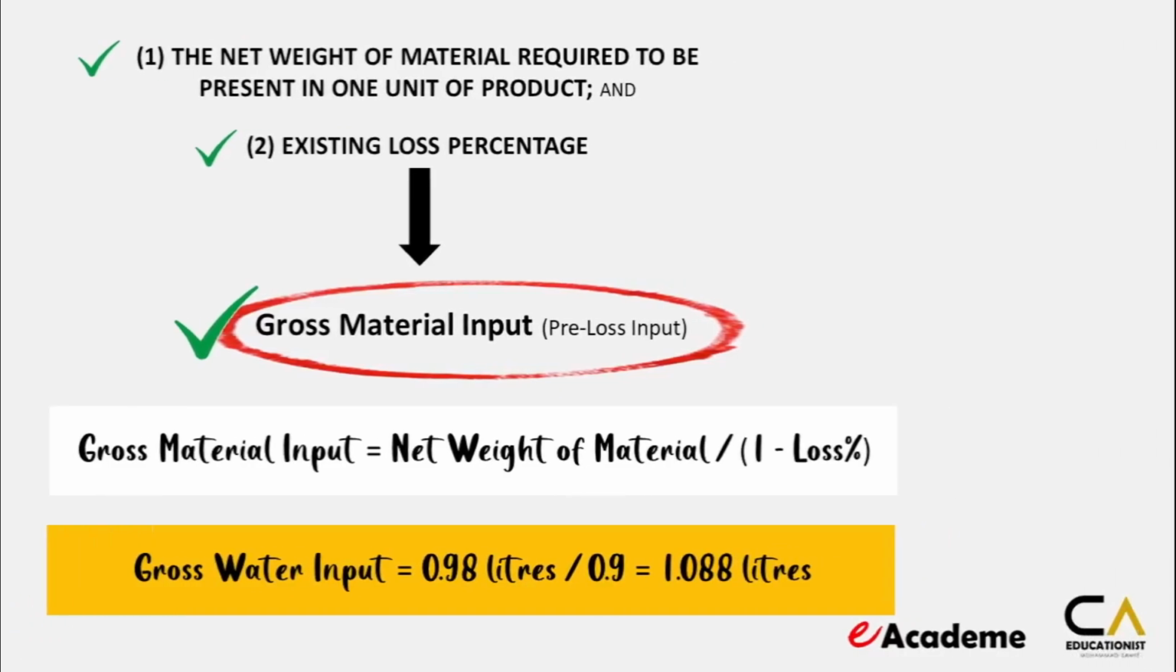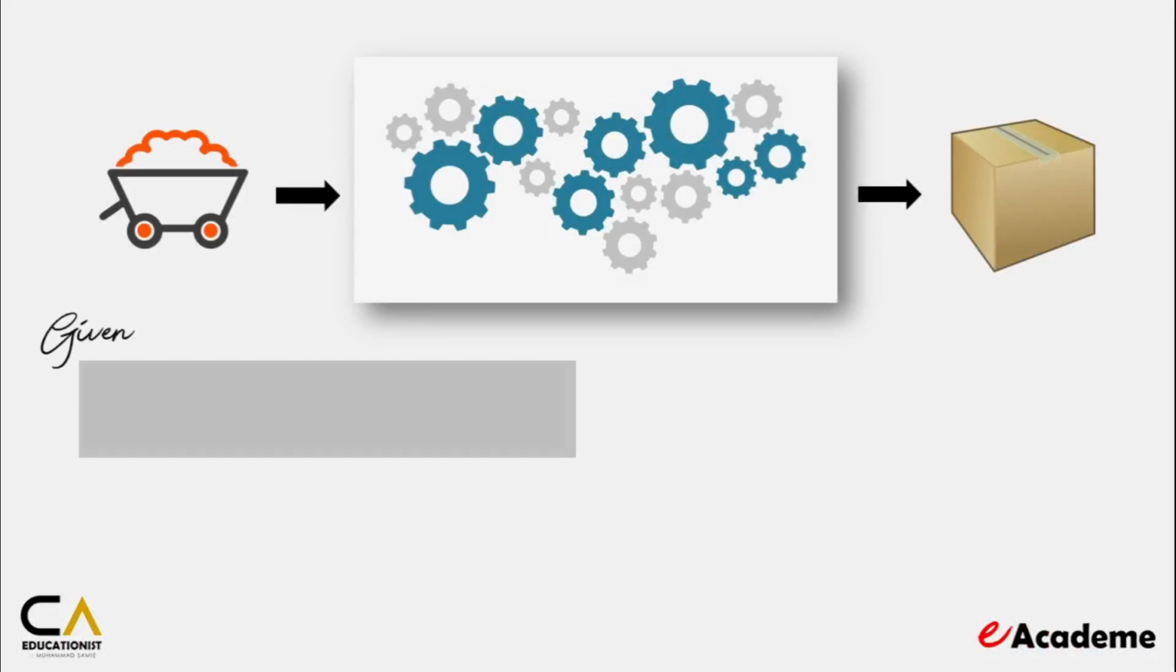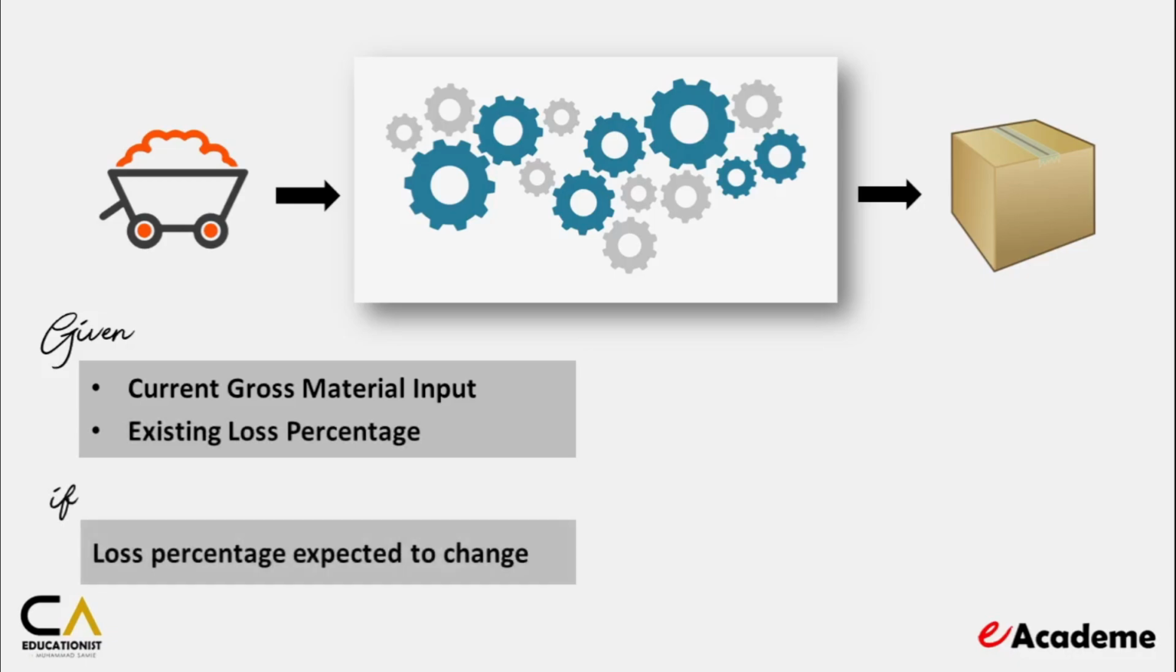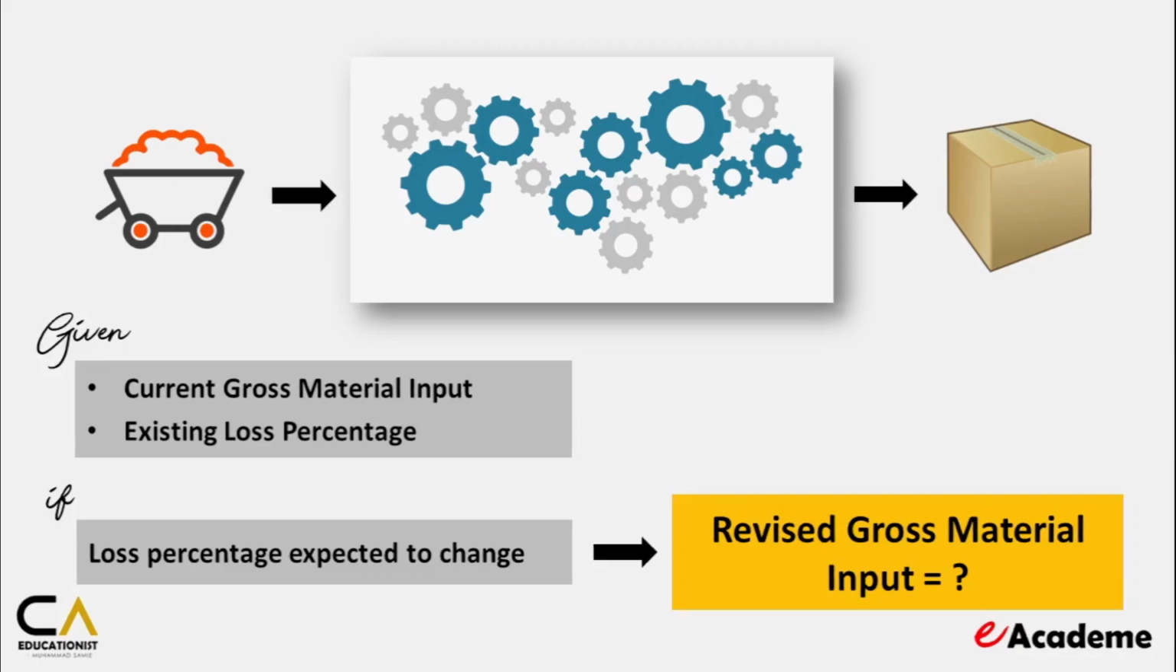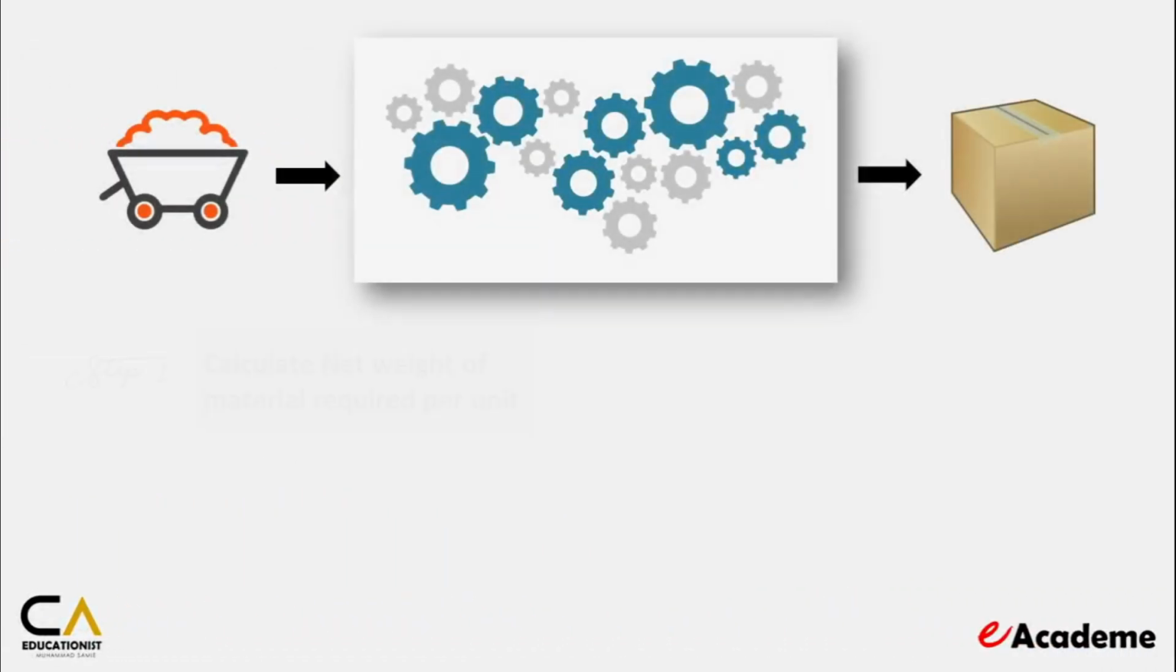Let us now come back to our main problem. What if you are given number 1, gross material input that you are currently introducing, and number 2, existing loss percentage, and you are told that loss percentage is now expected to change due to process improvements? What should be the revised gross material input in this situation? As we have just concluded that one of the key variables to compute gross material input is net weight of material required per unit, we must first calculate this value.